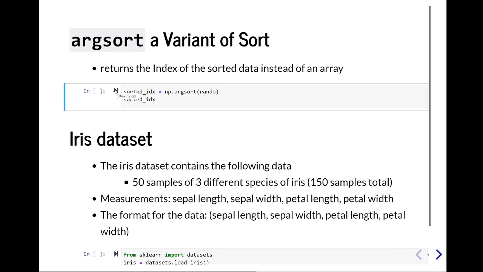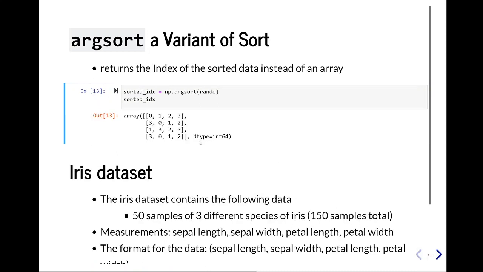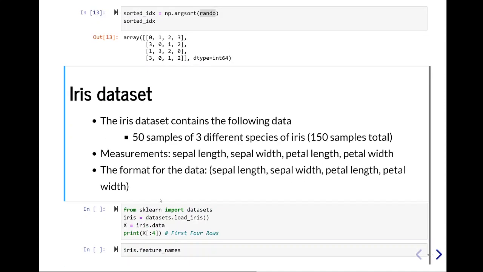Another way to sort is that we can use argsort, and argsort is going to allow us to get back our sorted index. So we know that the order for our data in the sorted order is 3, 0, 1, 2 for the original values of our random array.